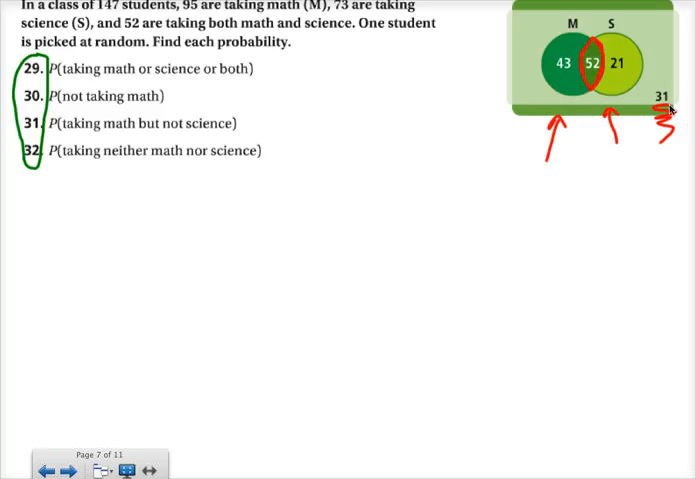Bad idea, by the way. 31 people that don't know what they're doing. So 31 of them out there. And we're supposed to find each probability.